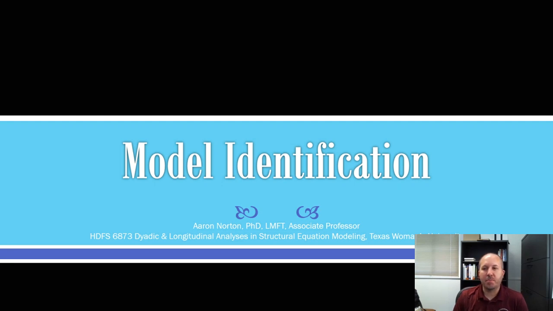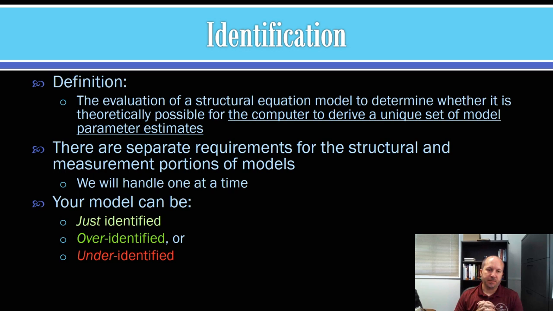Welcome to our lecture on model identification. Today we're going to cover the second half of the rules around how to draw out and write structural equation models. So model identification is the evaluation of a structural equation model to determine whether it is theoretically possible for the computer to derive a unique set of model parameter estimates.